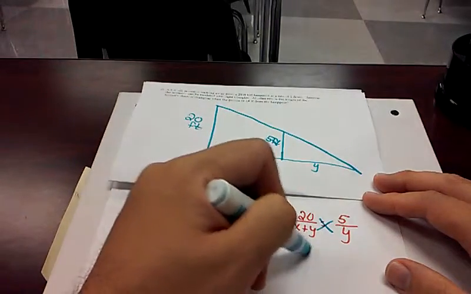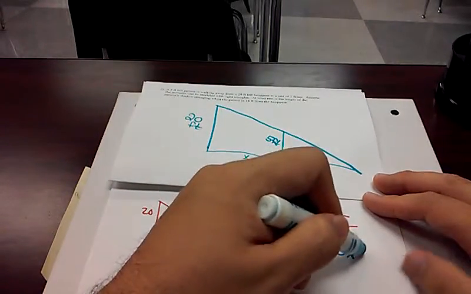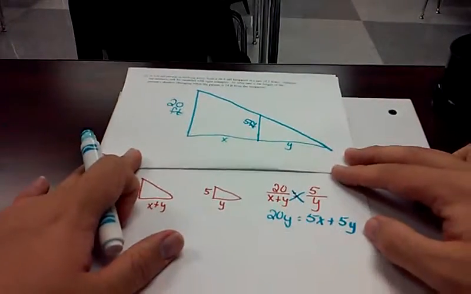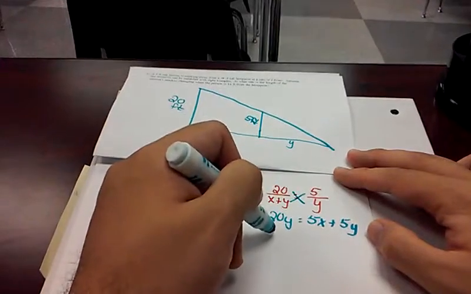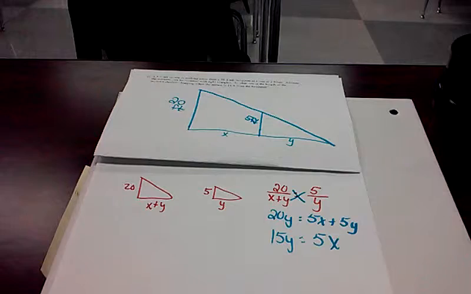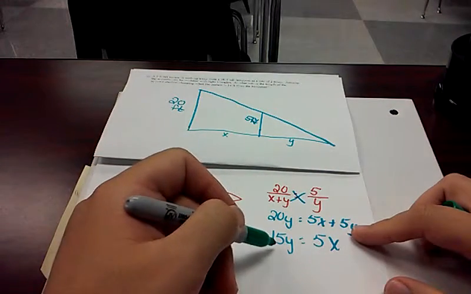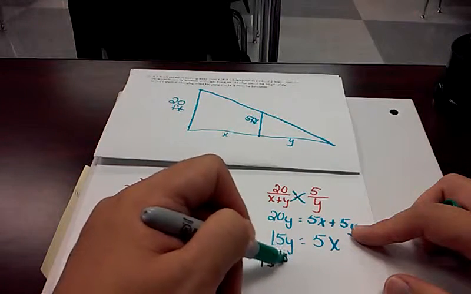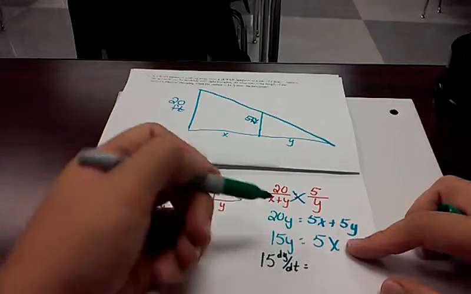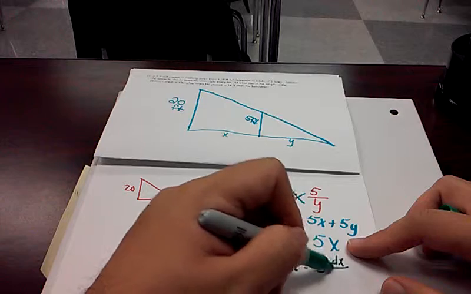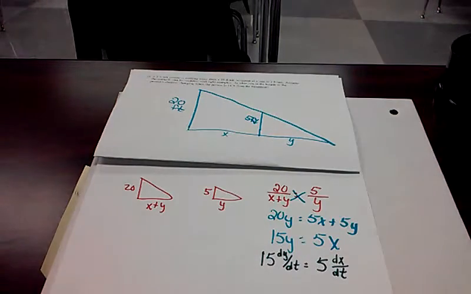So I'm going to get 20y equals 5x plus 5y. I notice there's a y on both sides, so I'm going to subtract 5y, and then that'll give me 15y is equal to 5x. All right, now I can take the implicit derivative of this function with respect to time. So the derivative of 15y would be 15. Since the variables don't match, I'm going to have dy/dt. The derivative of 5x will be 5, but with respect to time, it would be dx/dt.